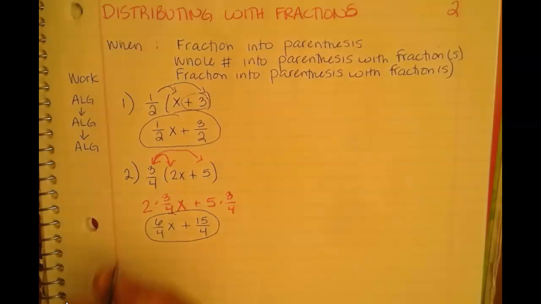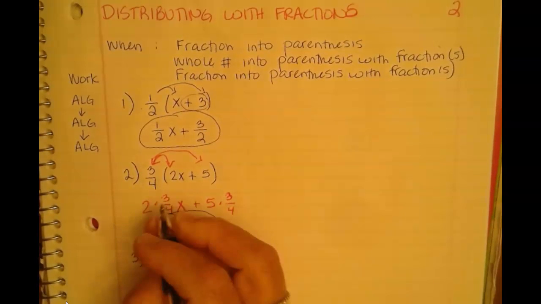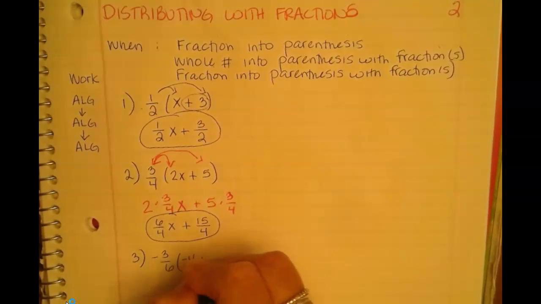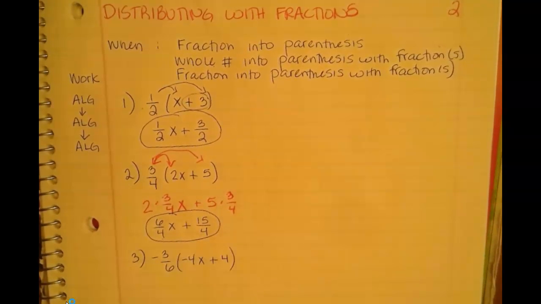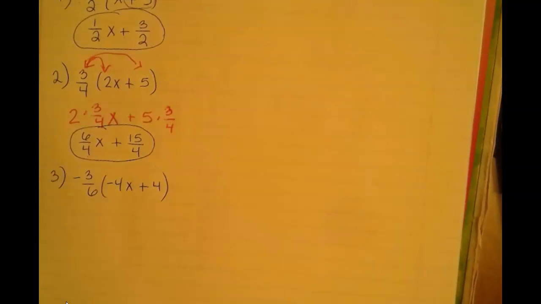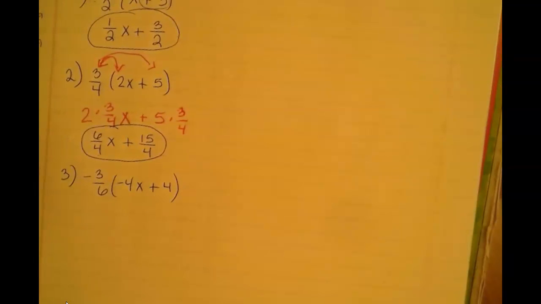We're going to do one more like this because we're going to put some signs in there. Negative 3/6 times negative 4x plus 4. And really, we're just doing a little bit more example-wise just to get everybody back remembering your integer rules and things like that, because sometimes that's really one place that causes a lot of problems in Math 1. People getting things wrong because they're just not considering the sign.